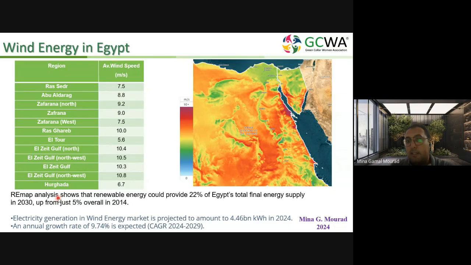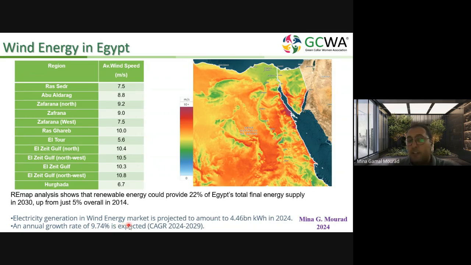because of the high wind velocities, especially along the coast of the Red Sea. For example, Ras Sedr, Abu Darrag, Zafarana already have a wind farm there. Ras Gharib already has a wind farm there. Now, Gulf of Zayt already has a wind farm there. The distance from Zafarana to Ras Gharib is about 1,400 kilometers. It is useful to construct wind farms there, and Egypt plans to construct these wind farms until 2030 according to the governmental plan.